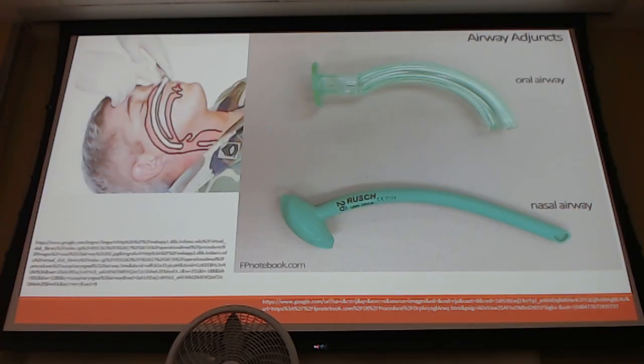Has anybody gotten an NPA before? Yeah, quite a few people. It's not that bad. I think you all should try it once, in my opinion.